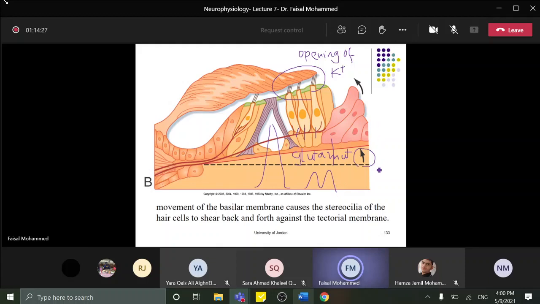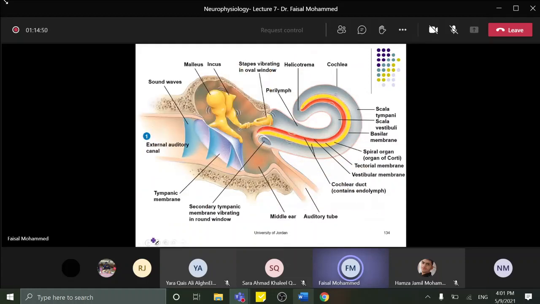I mean, for example, the action potential when the basilar membrane is at 100 becomes 200, then goes down to 50 or zero, and this becomes a vibration. When it goes up, there is depolarization. When it goes down, hyperpolarization. This is how it goes.